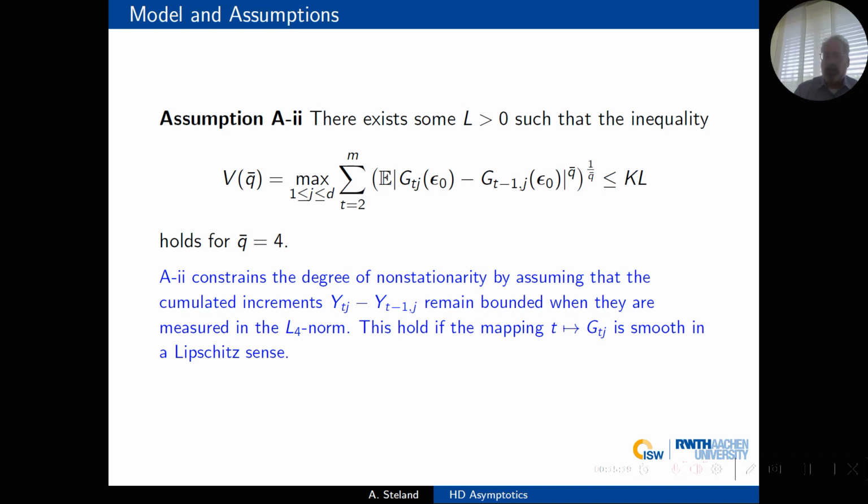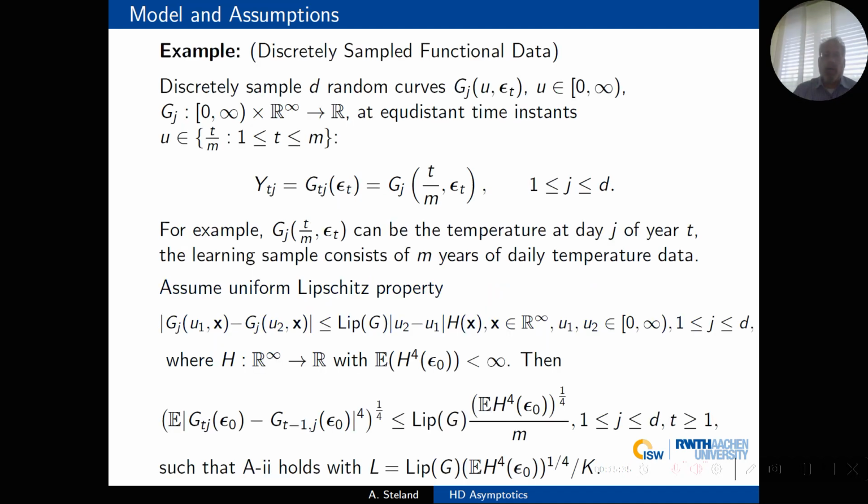This looks very technical and not very intuitive, but actually this holds, for example, if the mapping T defining our nonlinear time series coordinates is smooth in a Lipschitz sense. Let us consider a more concrete example. Often the data is in the form of sampled functional data. Say we have random curve data, for example, in an industrial monitoring application, we have measurement curves, they are discretized.